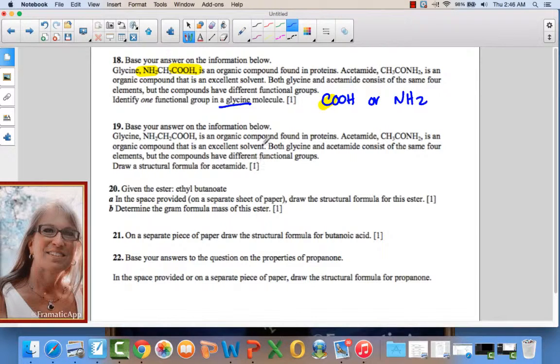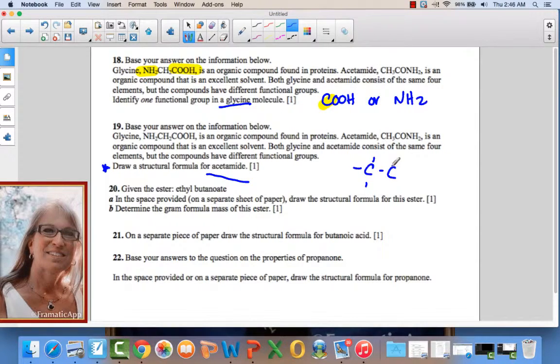So in this one, I'm going to skip all the reading. I'm just going to see what they want me to do for the sake of time. Draw the structural formula for acetamide. So this is acetamide. Again, break it up where your C's are. So I'm going to draw CH3. Then I'm going to draw a C. And then I'm going to draw an O and NH3. So this is where students get confused.